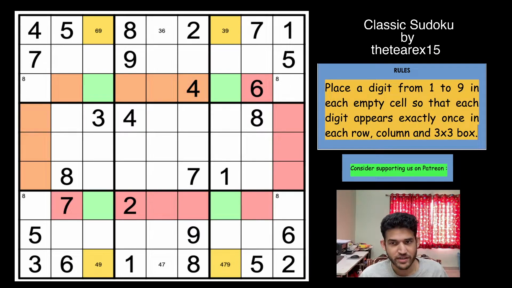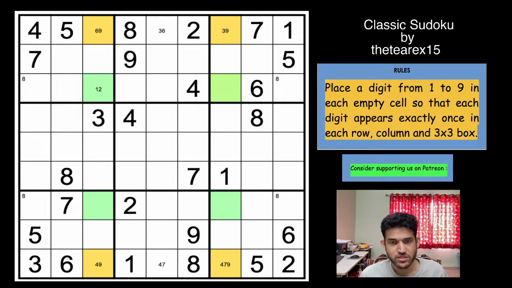Because I've solved this already, I'm just taking you through the exact solve path instead of wasting my time writing pencil marks. Now let's write some candidates in all the green cells. They can't take 8 and 9, remember, as we deduced. So I'm starting with row 3, column 3. It cannot be 3, 4, 5, 7, 6, 8 and 9. So this will be 1 and 2.